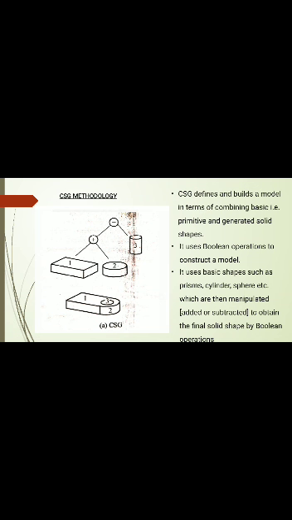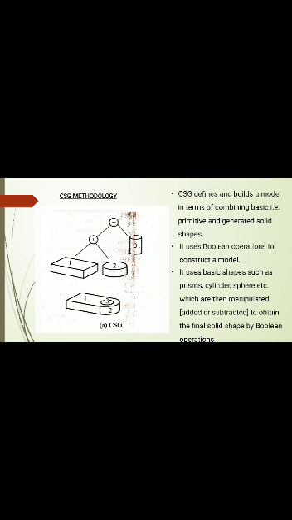Now this slide shows the CSG methodology. There is a part, and this part has been divided into three parts. You can see the labels 1, 2 and 3. The third is actually the hole that has been created in that part. CSG builds models in terms of combining basic primitive and generated solid shapes. So solid shapes are used, and it is a Boolean operation to construct the model. For example, we can use a command like subtract to subtract that hole from this part.